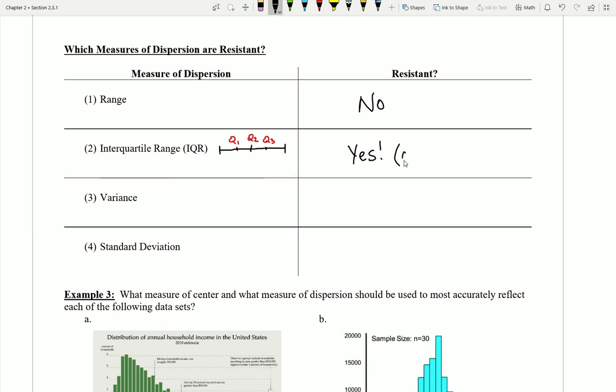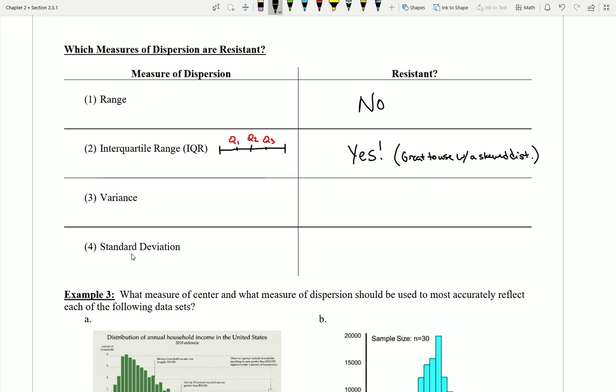So I'll say here, great to use with a skewed distribution.